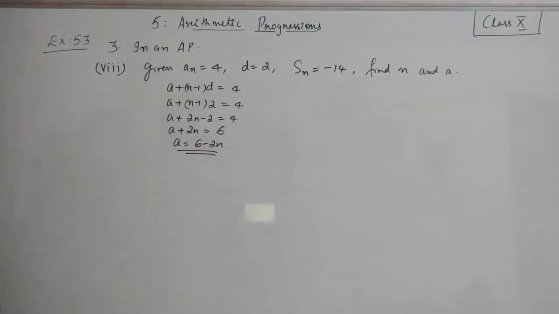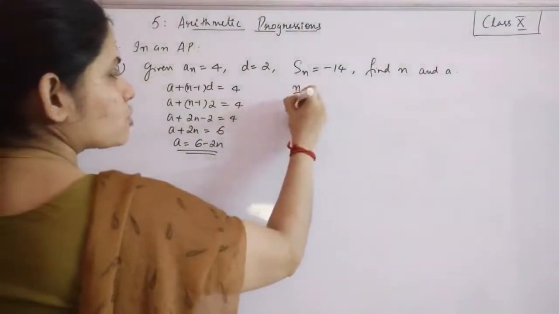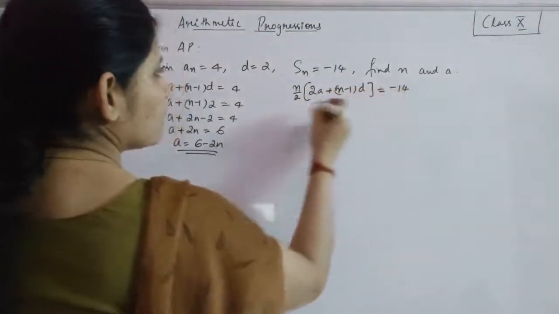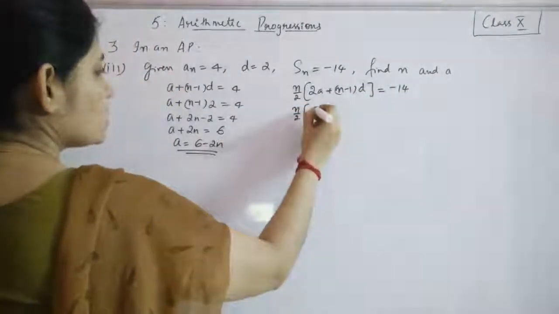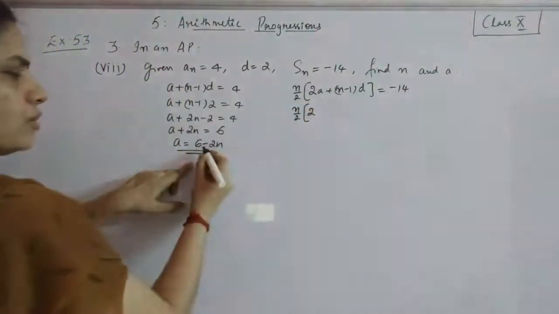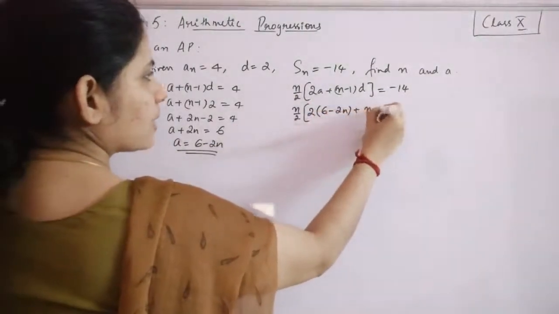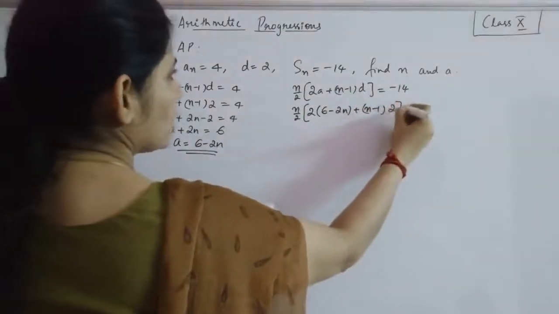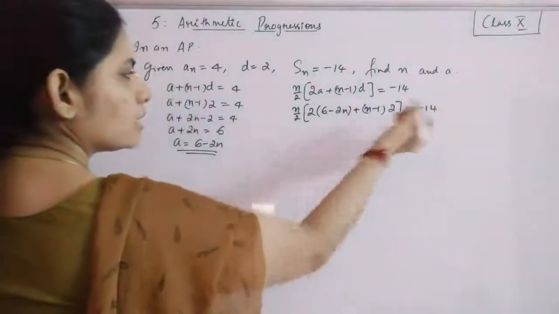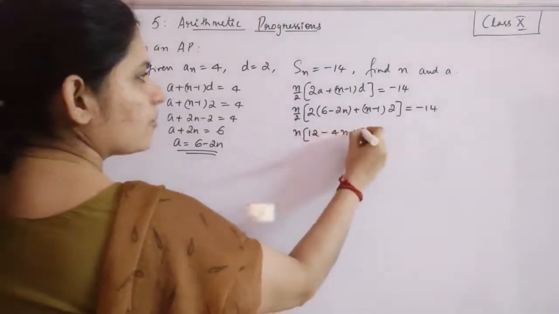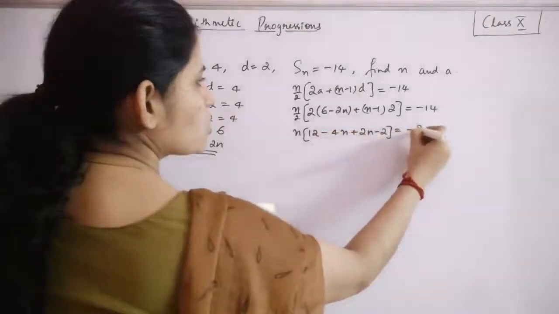Now why? In order to just replace in Sn. Now Sn is equal to minus 14 means n by 2 into 2a plus n minus 1 into d is equal to minus 14. N by 2 into 2a. A's value which we have found out will be replaced here. So it will be minus 6 minus 2n plus n minus 1 into what is d? 2. Equal to minus 14. Now this 2 can be taken to that side and we will simplify this. N into this will give you 12 minus 4n plus 2n minus 2 is equal to minus 28 it will become.